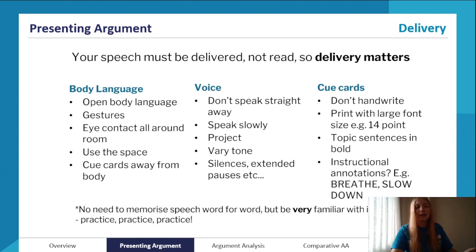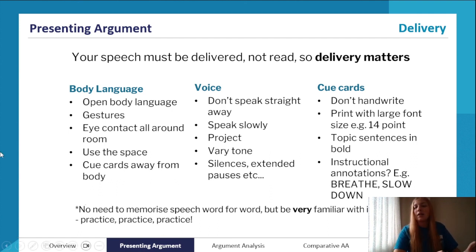And holding eye contact all around the room. So looking around 2 to 3 seconds, maybe at different people, not just staring to one place or staring down at the ground. Really important to be engaging, and you need to do all of these things to be engaging. Use the space that you have. Don't be afraid to move your hands. If you're using props or presentations, don't be afraid to use the space. And hold your cue cards away from your body rather than close to your body. Hold them away from your body so that you can maintain that open body language.